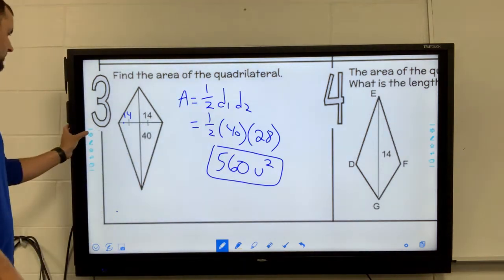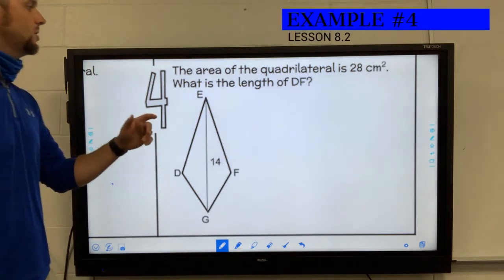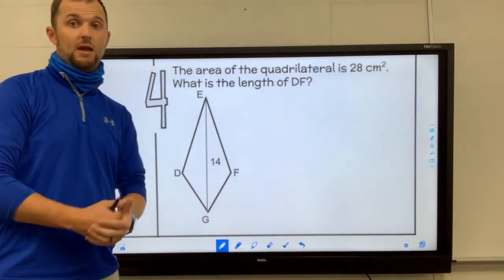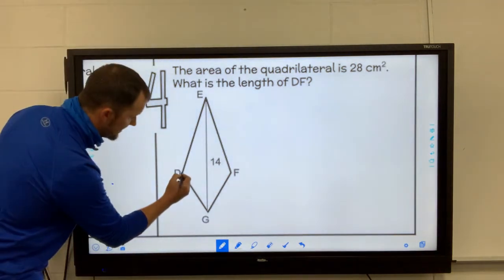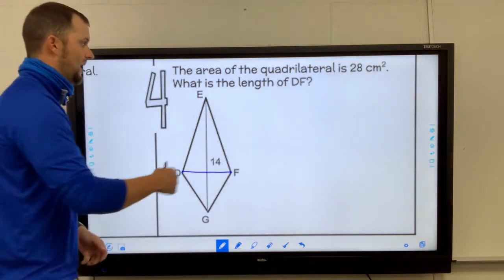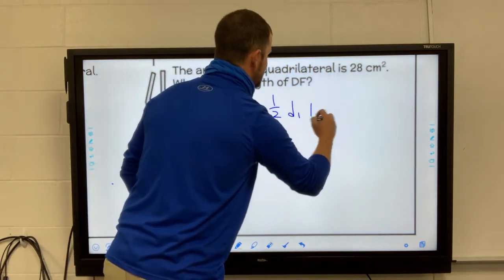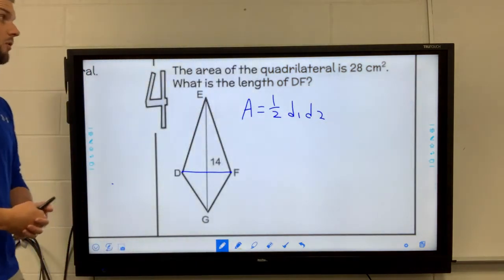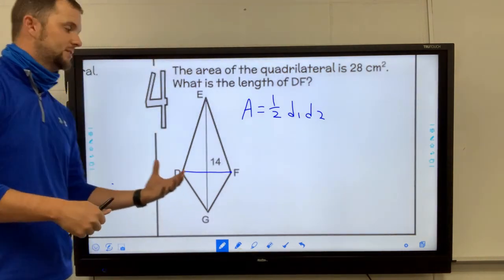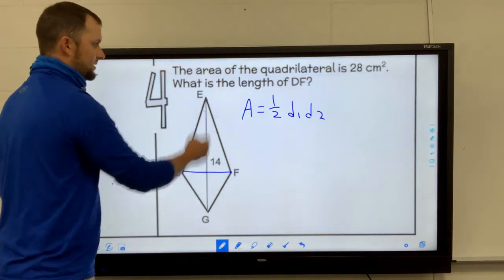Jumping over to example number 4. All right, last, on example number 4, it says the area of the quadrilateral is 28 centimeters squared. What is the length of D to F? So if I draw this line from D to F, that's going to be my other diagonal. I know the area of a kite is 1/2 diagonal 1 times diagonal 2. So I'm literally just going to plug in all my information and then solve for what I need to solve for. This entire line right now is going to be 14.